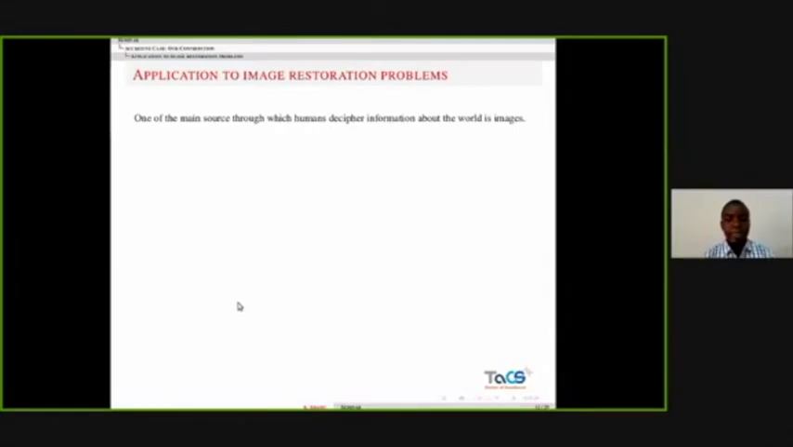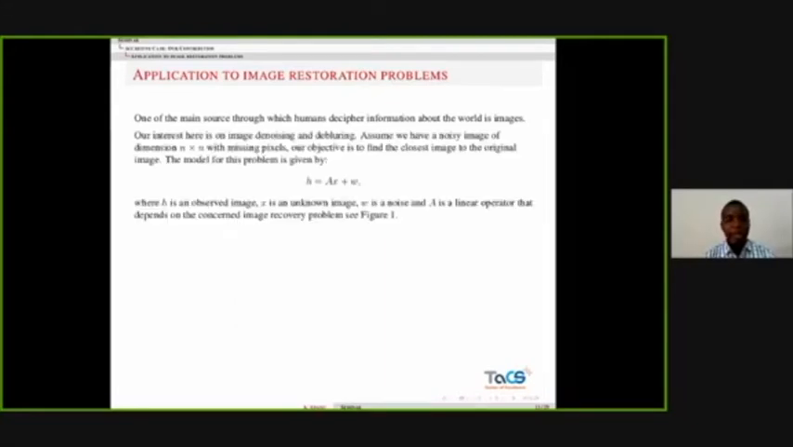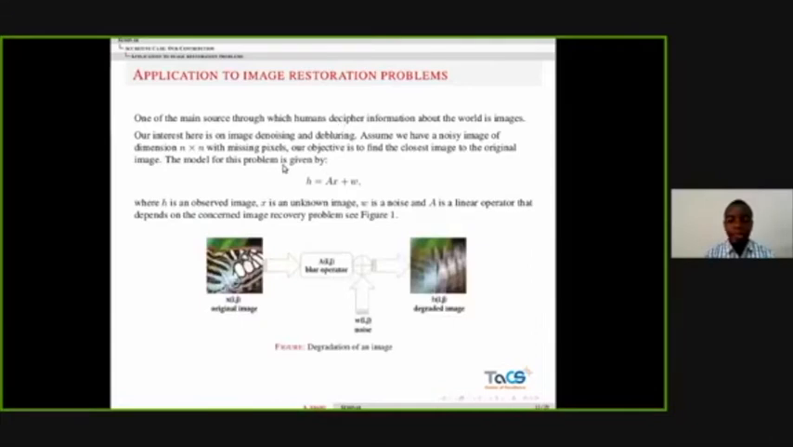Now, we give an application of the theorem also to image restoration problems. One of the main sources through which humans decipher information about the world is images. Our interest here is in the classical problem of image restoration, which is image denoising and image deblurring. We shall explain this problem better using this image. Assume we have an original image, this, that undergoes a certain degradation to form this degraded image at the right. Our objective here is to use mathematical algorithms to undo the degradation on this image so as to form an image closest to the original image.